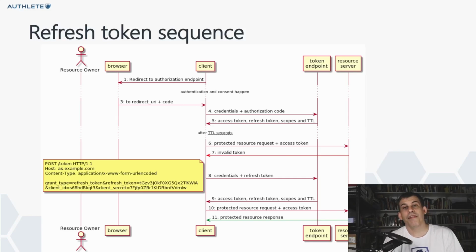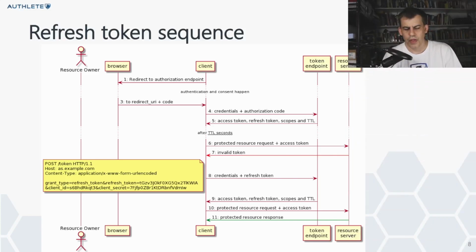So if the refresh token is valid, right? So that's one option here. After that, the client has now reestablished access to the protected resource on the resource server, accessing it and getting an unprotected resource response.